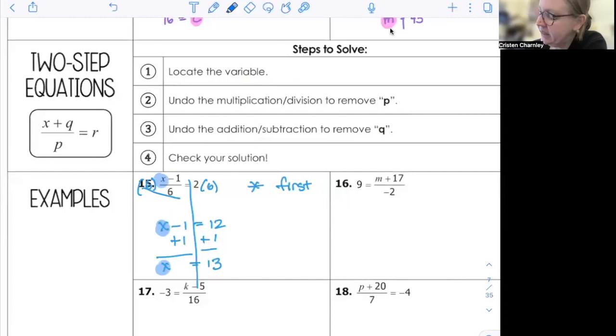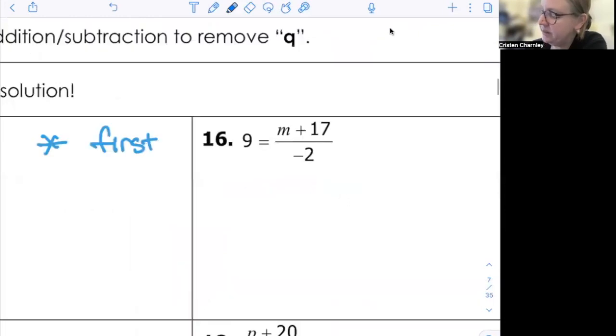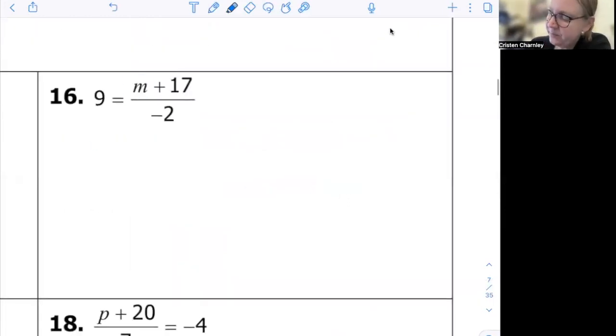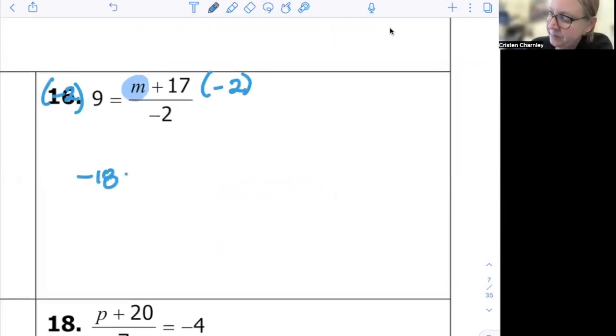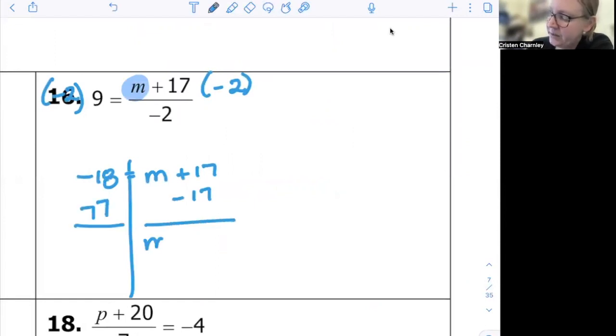Number 16, let me zoom in here for us. Here's the m. We're going to undo that division first, and we do that through multiplication. So I'm going to multiply both sides by -2. -2 times 9 is -18. And the -2's cancel out, so I have m plus 17. Now I'm going to subtract 17 from both sides. So this is going to be -35.